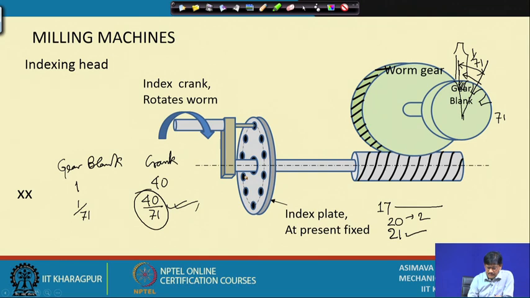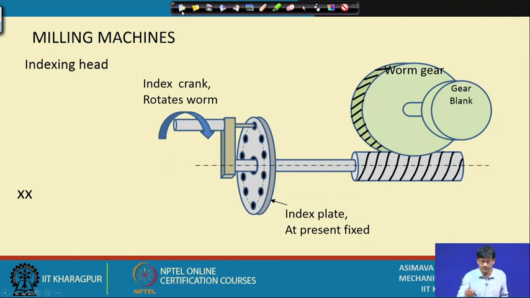So, in that case what do we do? In that case what we actually do is that we obtain differential motion. Up till now this body, which is called the index plate, is not moving, but now we have to make it move in order to obtain these fractions which are not there. So, let us quickly have a look at what we are talking about.